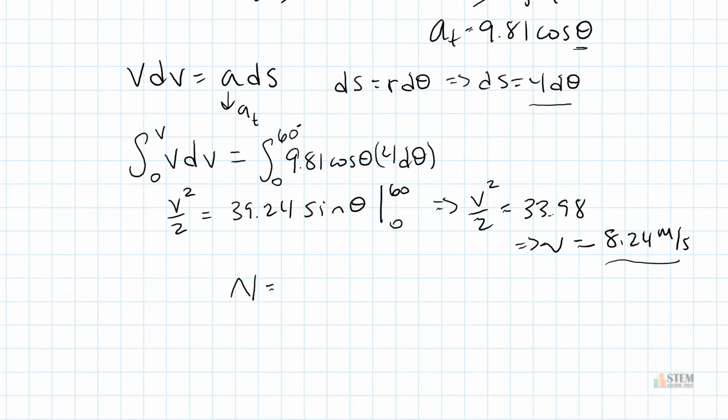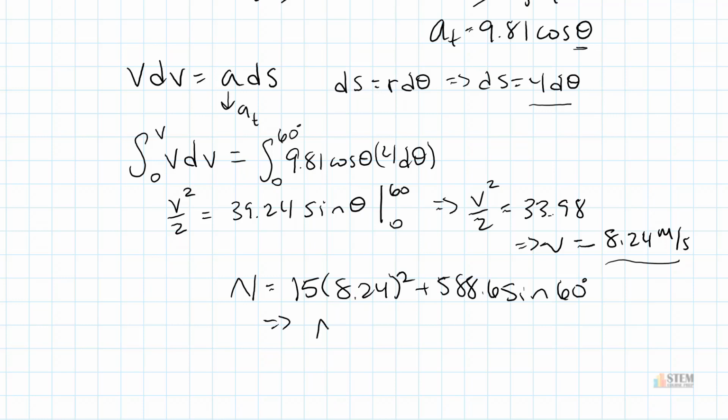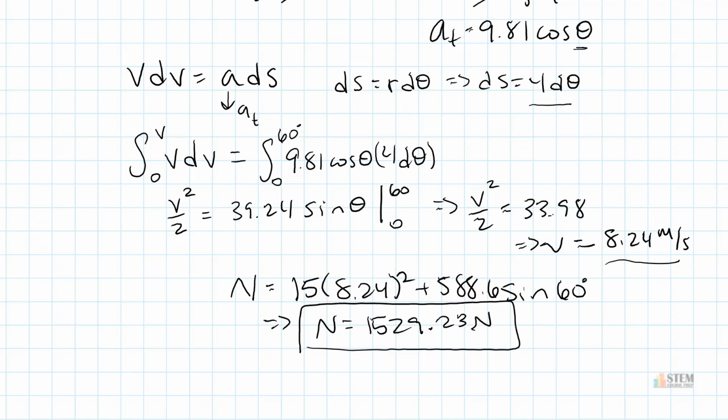So N then is going to equal 15 times 8.24 squared, plus 588.6 times sine of 60, since I want the normal force at 60 degrees. Then with that, N is going to be 1,529.23 newtons. And that is your normal force when theta is 60 degrees.